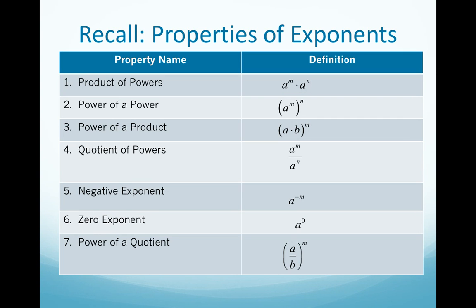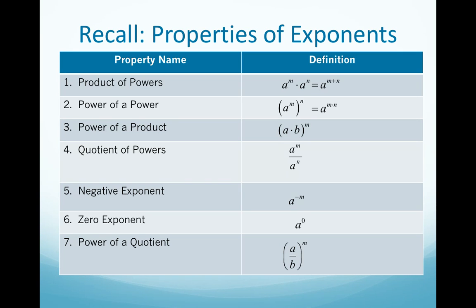So in the first one, that product of powers property just essentially tells you that if you have the same base, we can add exponents together. Power of a power property tells us that if we have an exponent raised to another exponent, then we can multiply those exponents.